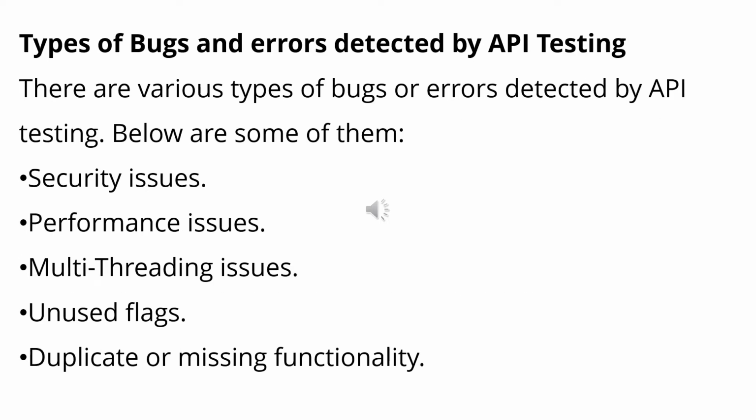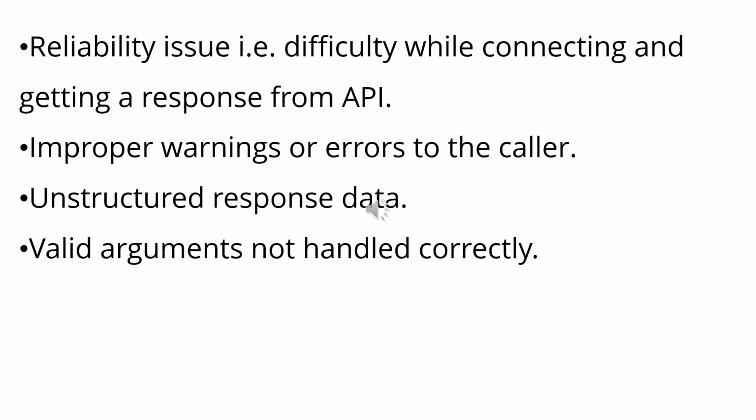Types of bugs and errors detected by API testing. There are various types of bugs or errors detected by API testing. Below are some of them: security issues, performance issues, multi-threading issues, unused flags, duplicate or missing functionality, reliability issues, i.e. difficulty while connecting and getting a response from the API, improper warnings or errors to the caller, unstructured response data, and valid arguments not handled correctly.